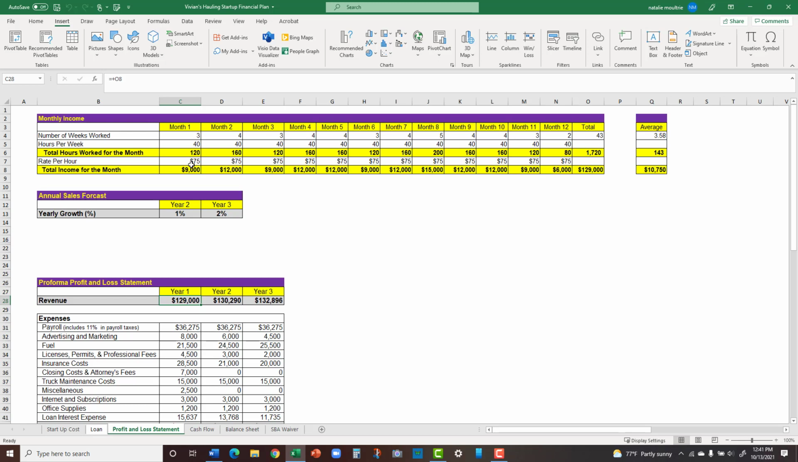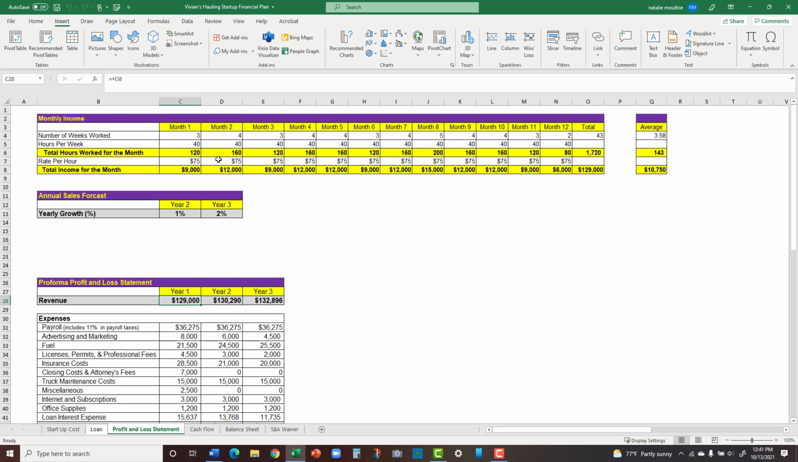Now let me just say something about the spreadsheet. It's definitely interactive, so as these numbers change, your bottom numbers will change as well. In this instance, we're saying we're going to make $75 an hour. We worked 120 hours. So for the first month, our income will be $9,000. And we'll do that all the way across.